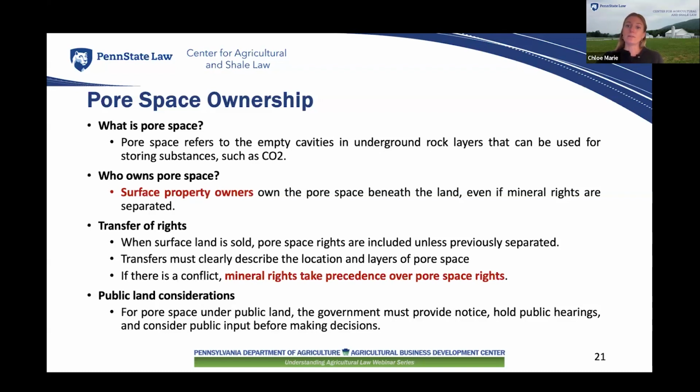Additionally, the Act protects any contracts or leases for pore space that were already in place before the law took effect. These agreements remain valid regardless of whether they were made with a subsurface owner or a prior property owner. Now, there are some public land considerations. Before leasing or transferring pore space under public land, the government must provide public notice, hold a hearing, and allow people to share their opinions before making any decisions.